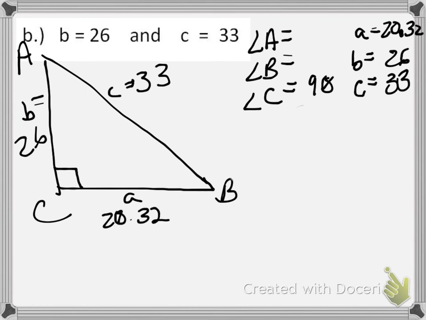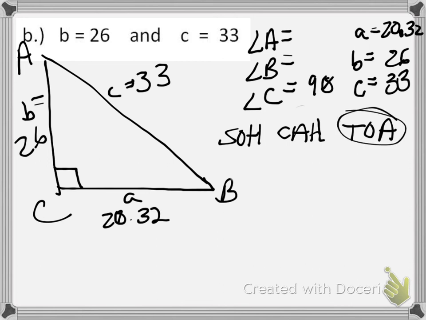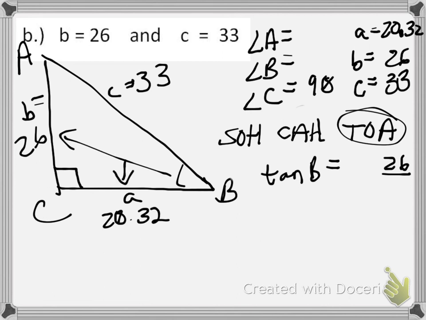All right, so next we need to do SOH, CAH, or TOA. I already did sine and I did cosine, so why not? Let's do tangent this time. And I tend to always find angle B first. It doesn't matter, you can use angle A. But tangent of B is going to be opposite, which is 26, over adjacent. So this is opposite of angle B. This is adjacent to, so this is going to be 20.32.